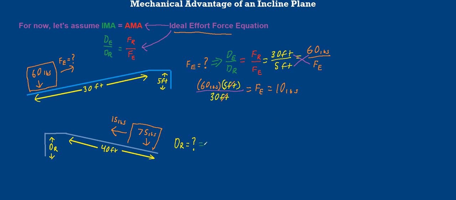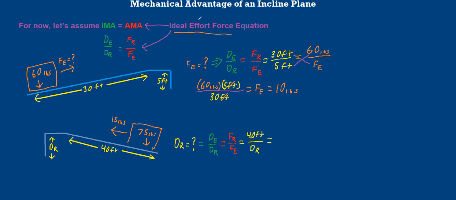And so to figure this out, we'll just use the exact same equation. We'll say dE over dr is equal to our FR over our FE, which is just our d's are free equation, or more specifically, our d's are free version of our ideal effort force equation. And so let's just plug in our numbers and figure it out from there. And so what do we know? We know our distance effort is 40 feet, and we know distance effort goes on top. So we'll put 40 feet on top, and we'll divide that by our distance resistance, which we don't know. And so we'll just leave that as a variable.